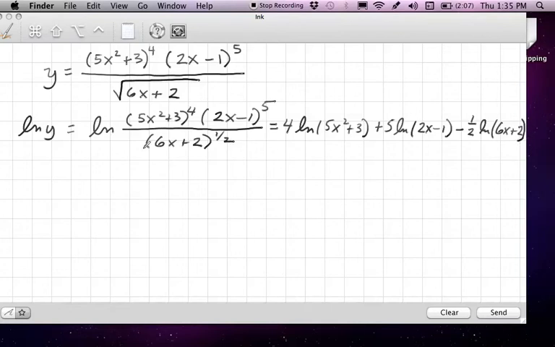So remember, anything in the numerator has a plus in front of it. I can pull the powers in front, the 4 and the 5. Anything in the denominator is going to be a minus. I can pull the 1/2 in front. This is just like what we did when we were doing logarithms. But now instead of y is equal to ln, it's ln of y equals this. So I have ln y is equal to this thing right here.